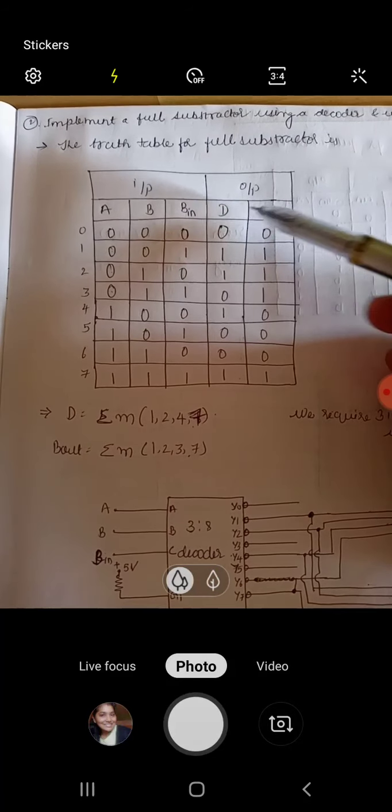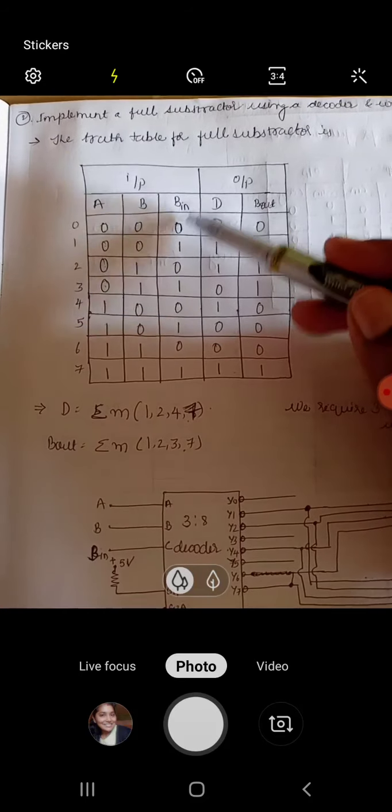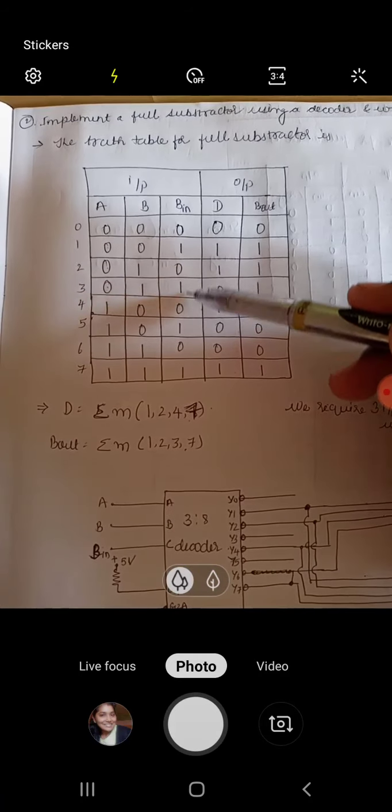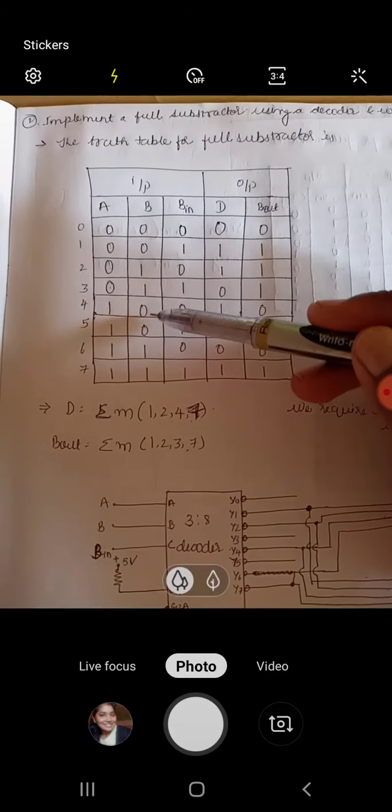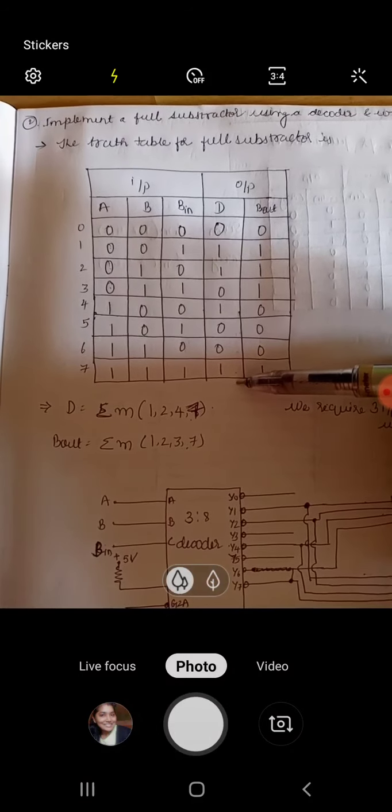D is nothing but the difference, and B is nothing but the output borrow, B out. This is the input borrow which you have. Again 0 1 0 1 0 1 0 1, 0 0 1 1 0 0 1 1, 4 zeros and 4 ones. So this is the output which you get.